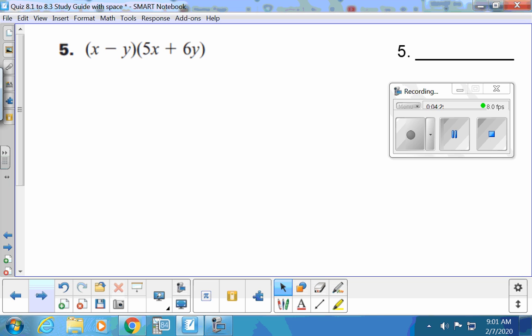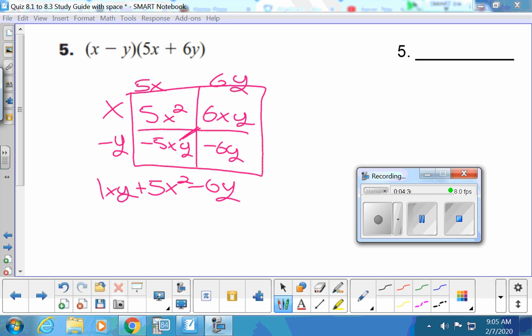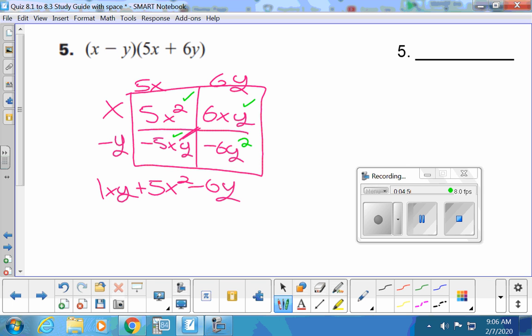All right, we'll get people up. You may use the box method or the rainbow method on this one, your choice. All right, so we're going to check step by step this group on the board. You're going to do a 5x and a 5x, which is 25x squared. You're going to do a 6y with an x, which is 6xy. Very good. You're going to do a 5x with a -y. Very good. And then this is where they do have their mistake. It should be a -6y squared.